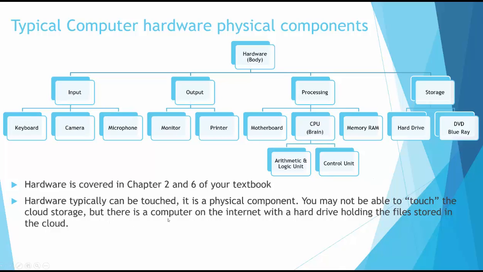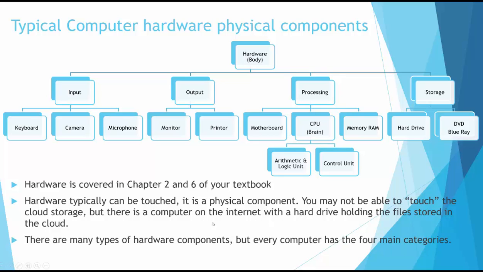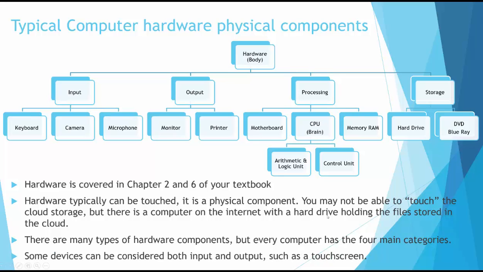Hardware typically can be touched. It's a physical component. You may not be able to touch the cloud storage, but there's a computer on the internet with a hard drive holding the file stored in the cloud. There are many types of hardware components, but every computer has the four main categories. Some devices can be considered both input and output, such as a touchscreen.